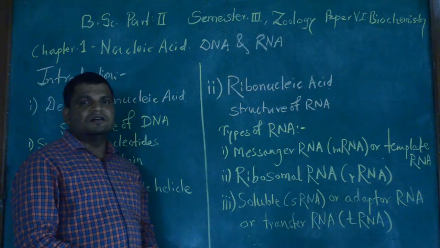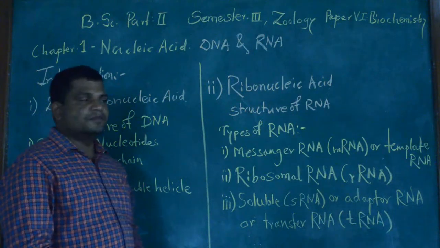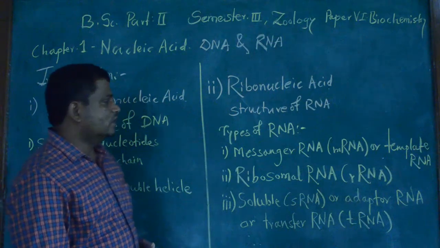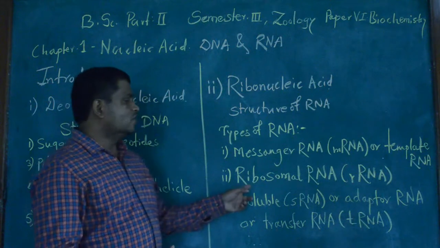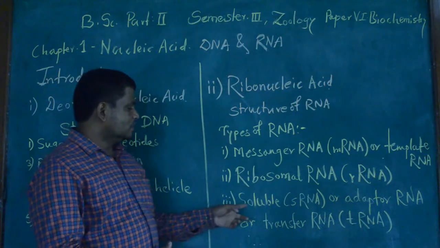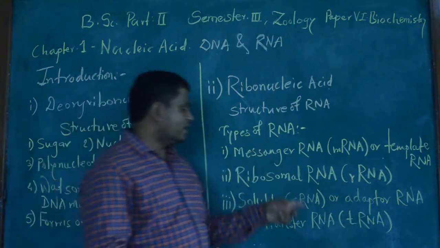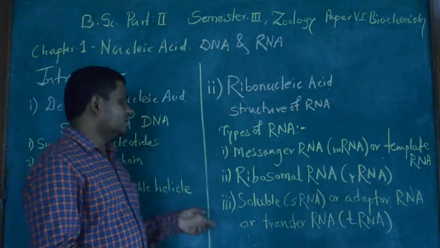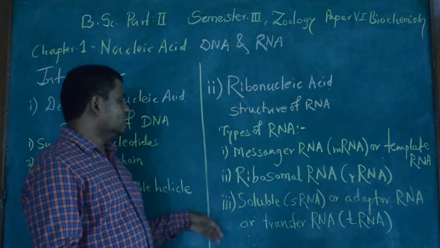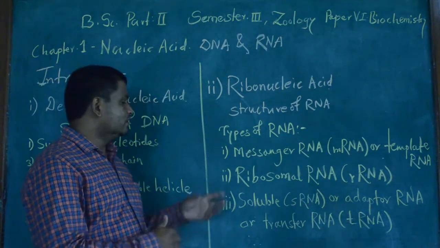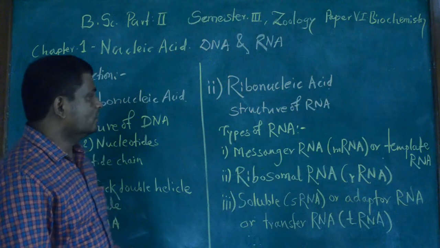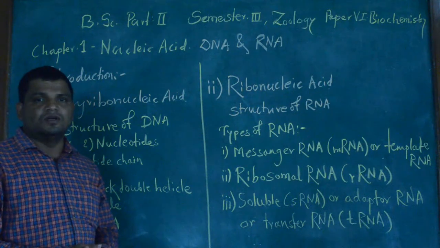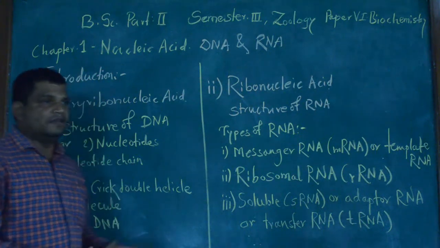Basically, RNA is ribonucleic acid. It is single stranded. We have different types: messenger RNA, also called mRNA or template RNA; ribosomal RNA, called rRNA; and soluble RNA, that is sRNA, or adapter RNA or transfer RNA. Here the percentage of mRNA is less as compared to tRNA, and the percentage of ribosomal RNA is more as compared to tRNA. This RNA has different models, such as the hairpin model and the cloverleaf model.